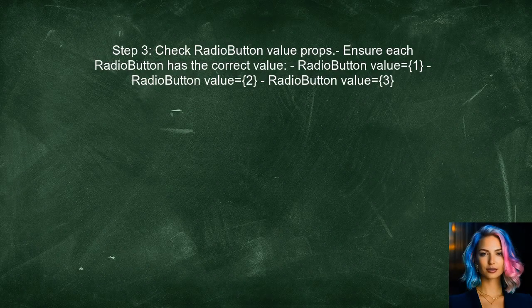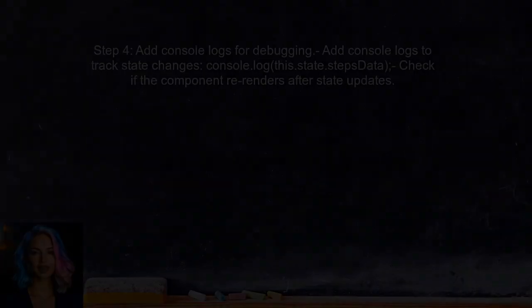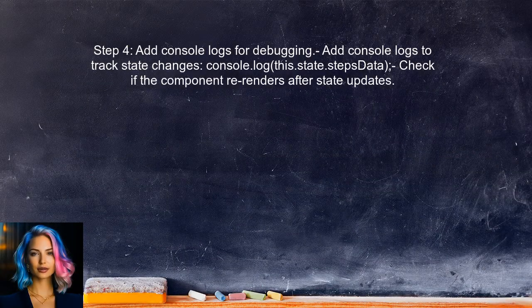Additionally, the user should check if the radio button components are receiving the correct value prop. Each radio button should have a value that corresponds to the state. Finally, the user can add console logs to track the state changes and ensure that the component re-renders when the state updates. This will help identify if the issue lies in the rendering process.